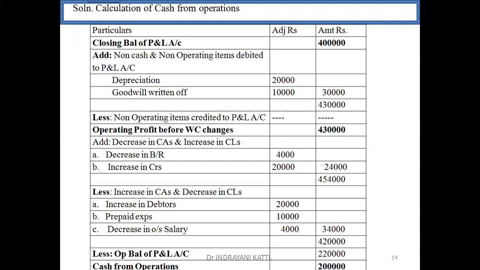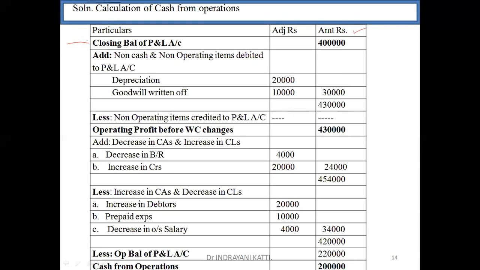What is done here is the calculation of cash from operations, the statement we need to prepare. Three columns are there together: one is particulars, the second is the adjustments column, and the third is the final total amount column. Okay, so let us come to the initiation.